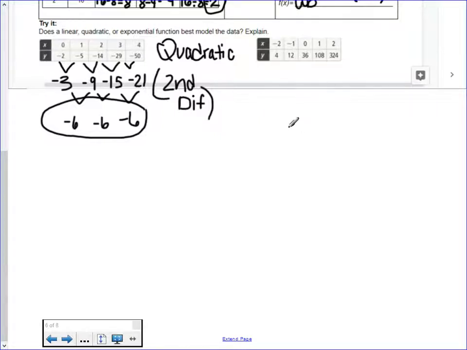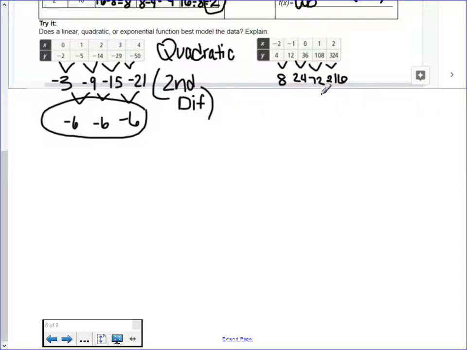Okay, now we're going to try this one. We're only looking at our y values. What is 12 minus 4? What is 36 minus 12? There you go. 108 minus 36. And 324 minus 108. 216. So we know it's not linear. If it were linear, we know we'd get the same thing every time.